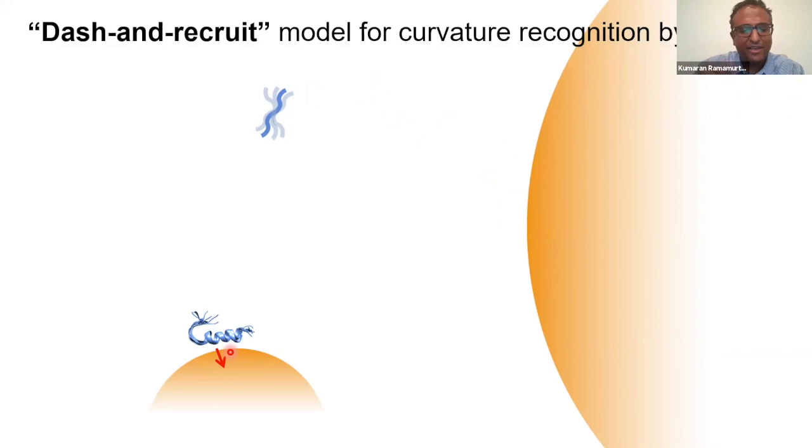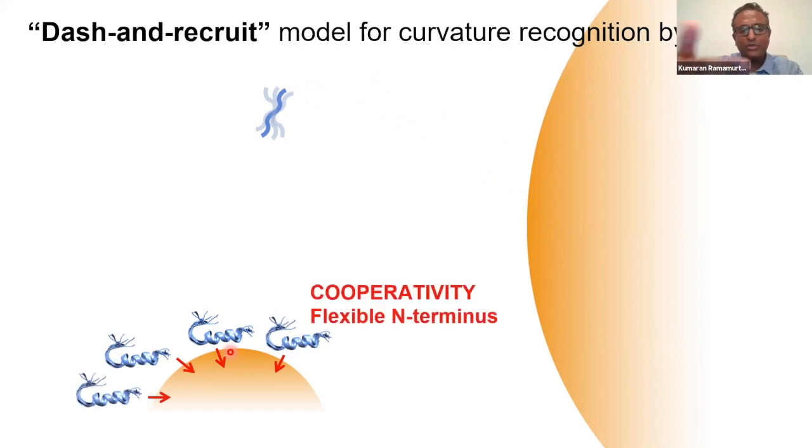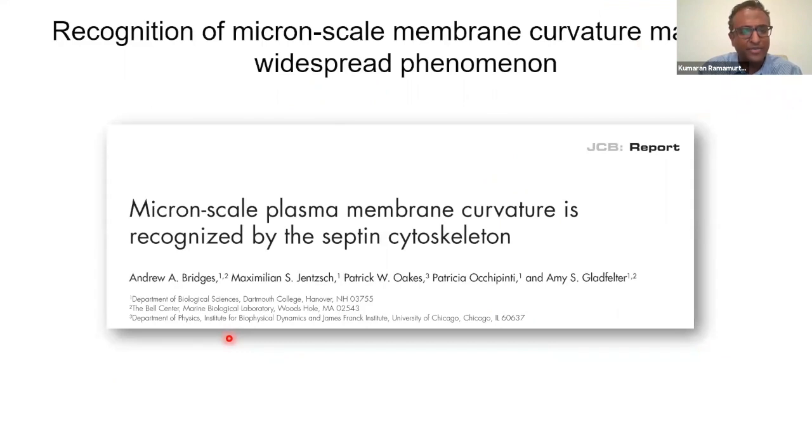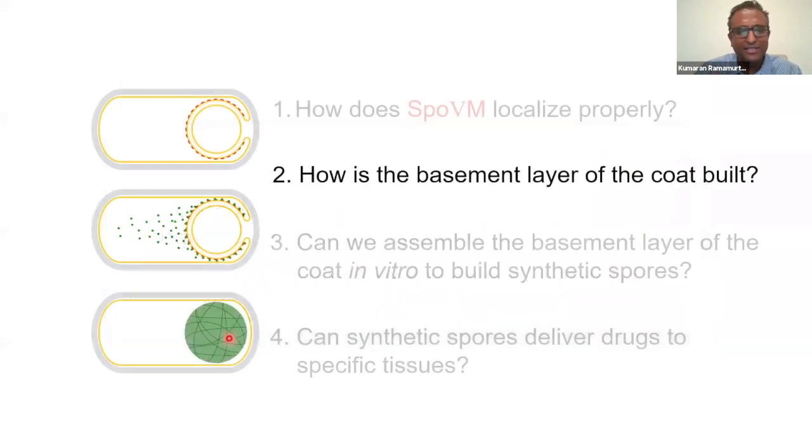This is where that second component, which I didn't touch upon too much, called the cooperativity, comes in, where this protein then recruits other proteins to the similar surface, and then this basically takes off to the races. And we think that this cooperativity is mediated by the flexible N-terminus. And so this is just to show you that this recognition of micron scale membrane curvature might not be limited to this obscure bacterium, but there's now some evidence in eukaryotic cells that the septin cytoskeleton may also employ a similar strategy in recognizing slightly curved membranes on this level.